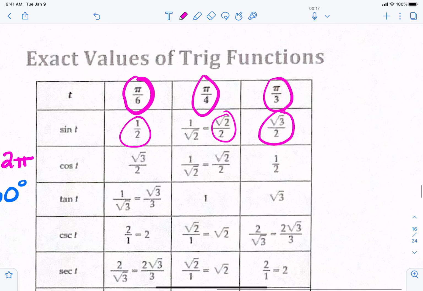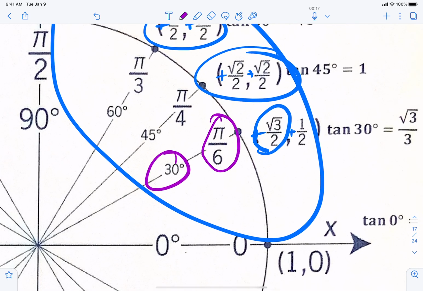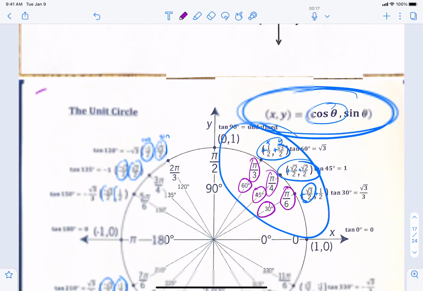Pi over 6, if you look on your unit circle, how many degrees is it? 30 degrees. Pi over 4 is the same thing as 45 degrees. Pi over 3 is the same thing as 60 degrees. Do you see that on your unit circle? Okay. Pi over 6 is 30, pi over 4 is 45, pi over 3 is 60 degrees. Those are on there, right?